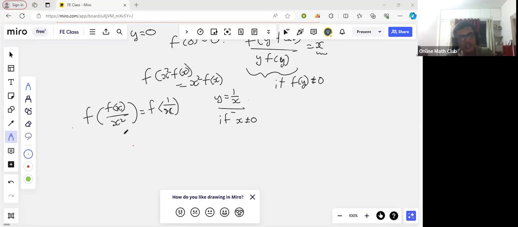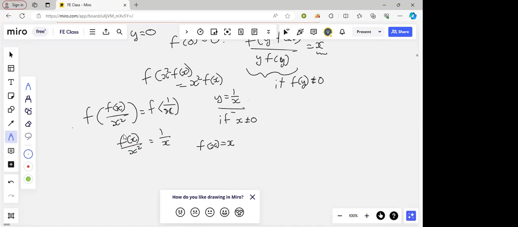And now we are done, right? Because f is injective, we are able to remove the f's on the outside and we can say f of x by x squared equal to 1 by x, which is f of x equal to x. And we already have shown that f of 0 is 0.